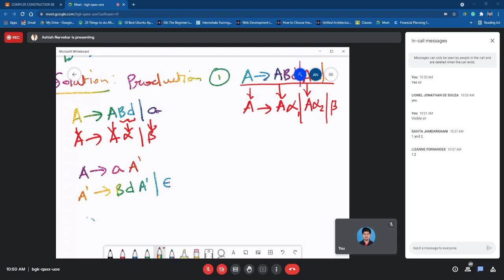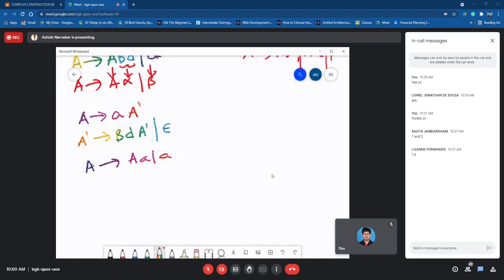The second production is A derives A or small a. So now in this case, what we can do is we can rewrite it in the form A derives, beta is small a over here, so A dash, and A dash is alpha. Alpha is this. I just underline it. This is our alpha, that is A dash, or epsilon. Okay.